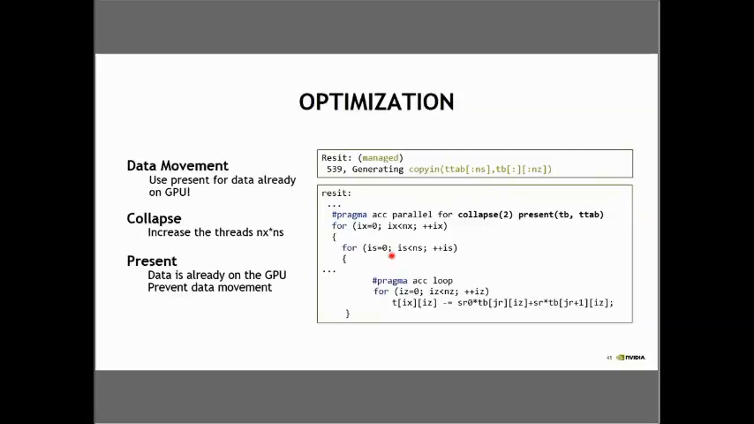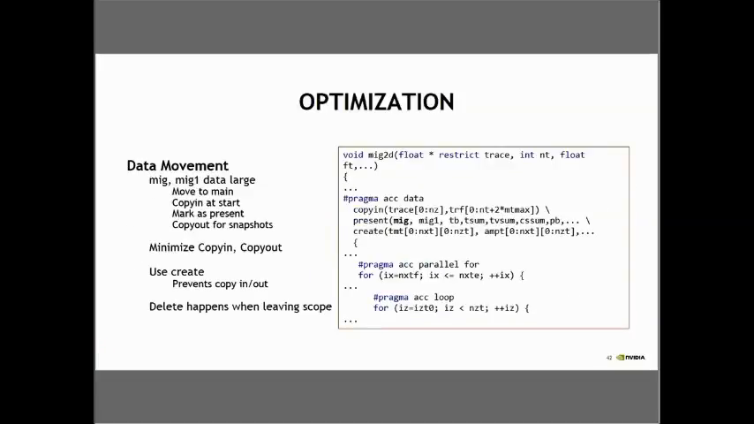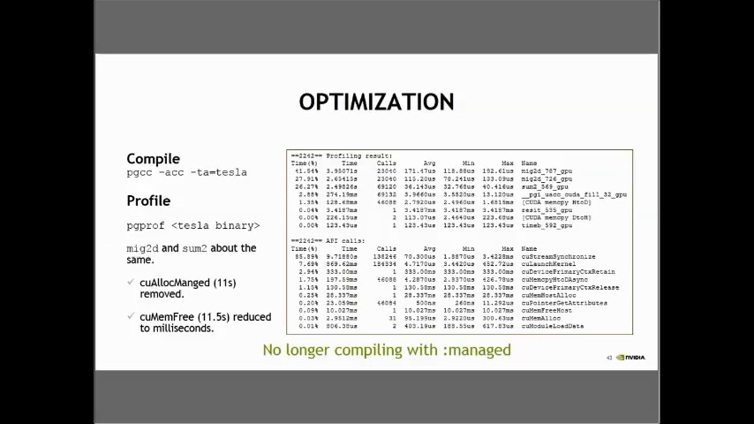Finally, for resits, we also looked at the data that was already present, same kind of thing. We'll do a collapse and tell it, instead of copying the data in, it's already present on the GPU, no need to recopy. And same kinds of things. By the way, the delete happens when you leave scope, but again, using the output from the compiler and from the optimizer, you go through an iterative process.